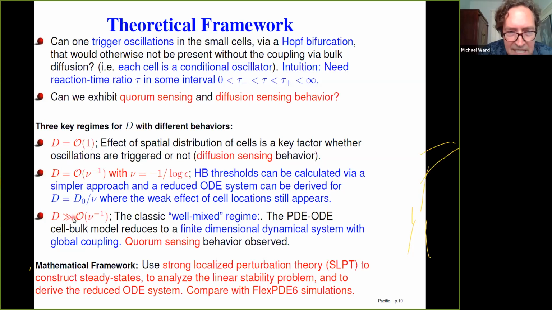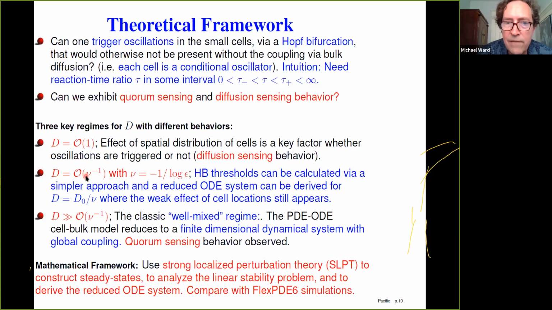Then this one here, where D is much larger than minus log epsilon, this third one, is the classic well-mixed regime, where essentially the PDE-ODE system reduces to a finite dimensional ODE system with global coupling. And it's this type of system that has been kind of ad hoc plunked down in the literature to examine quorum sensing behavior. But there's a regime in between that we've identified. It's the regime for which D is order minus log epsilon. In this regime, we can calculate Hopf bifurcation thresholds by an easy approach.